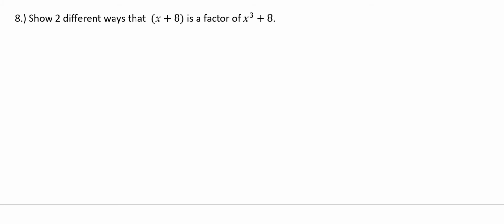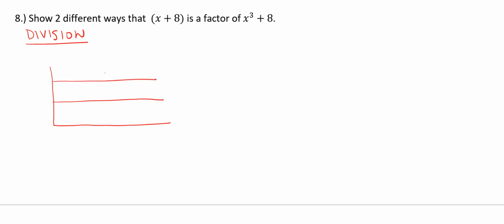All right, so number 8 says to show two different ways that the quantity x plus 8 is a factor of x cubed plus 8. So the first way I'm going to do this is division. And so when you do division, I'm going to draw my box. And I'm going to start with, I'm dividing x cubed by x plus 8.